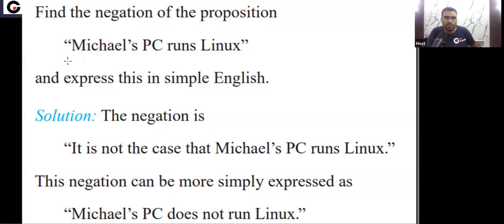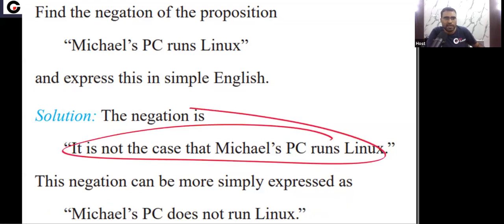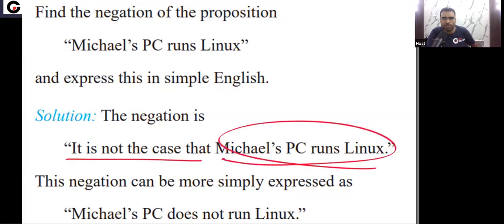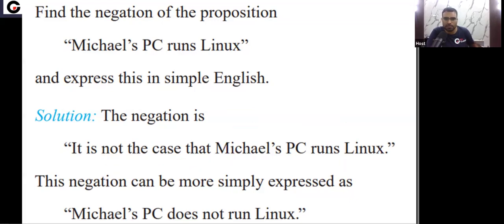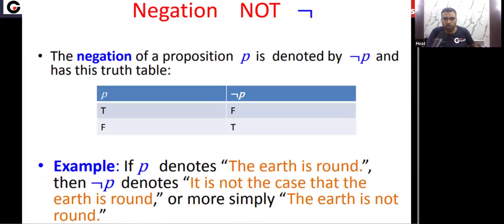For example, consider this statement: Michael's PC runs Linux. Then what is the negation? Find the negation of this proposition. That is very simple. Michael's PC does not run Linux. Yes or no? So either you can write like this, or you can write like this. It is not the case that Michael's PC runs Linux. Okay, very simple. So let's move on now.